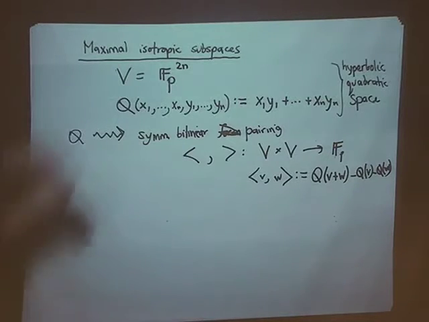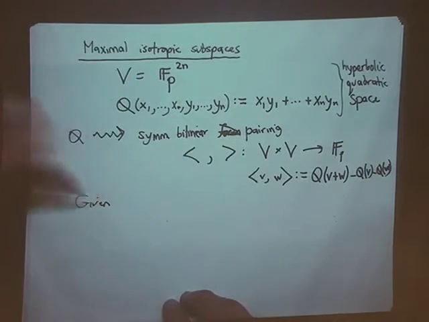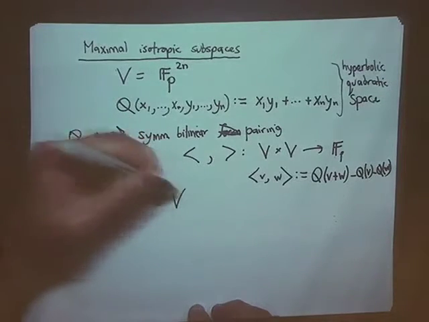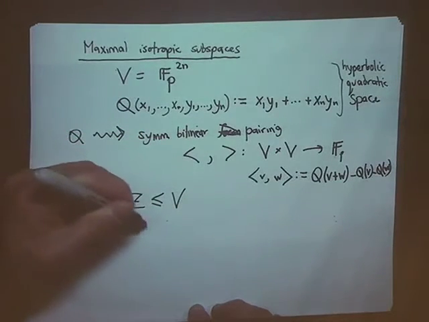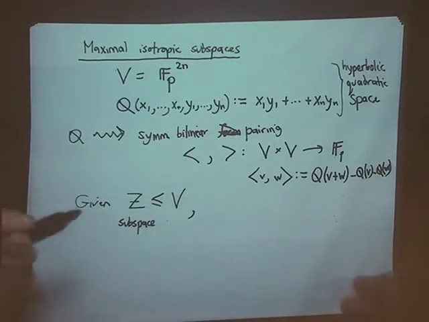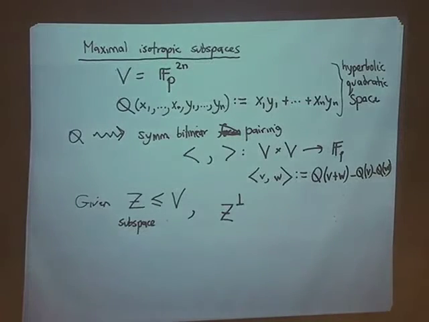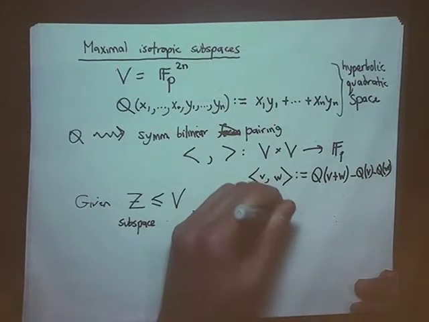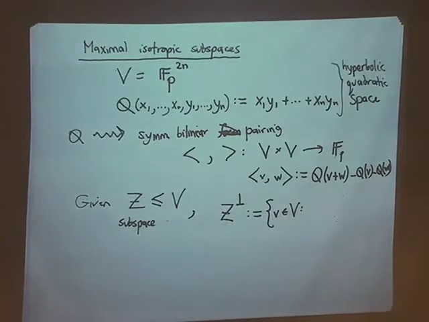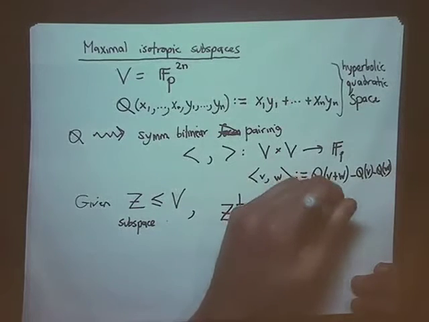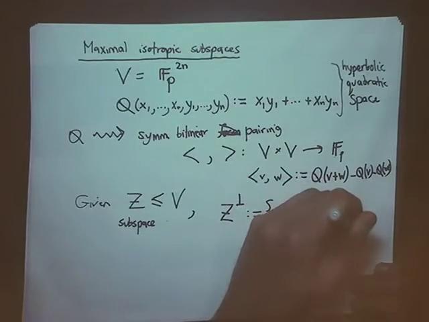Okay, so in terms of all this, now I can also define the orthogonal complement of a subspace. So if Z is an Fp subspace in V, what do you think Z perp is going to mean? You can probably guess. You just take all the vectors that are perpendicular to everything in Z. So it's such that the pairing of v and z is 0 for all z in Z.